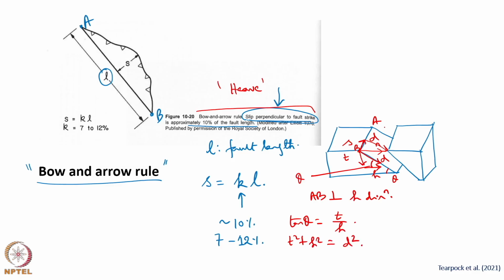Also from the triangle that is drawn on the fault plane, we can write A square plus D square is equal to N square, where N is the net slip. From these two equations we can write down N is equal to square root of T square plus H square plus A square.